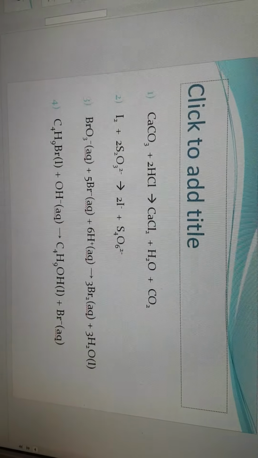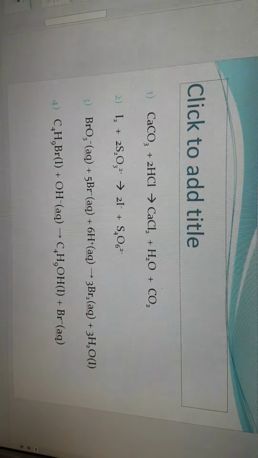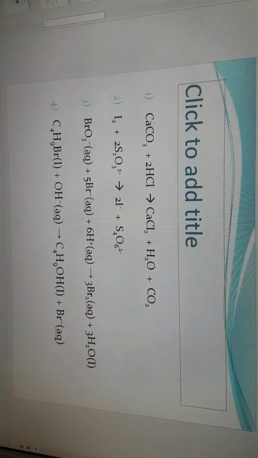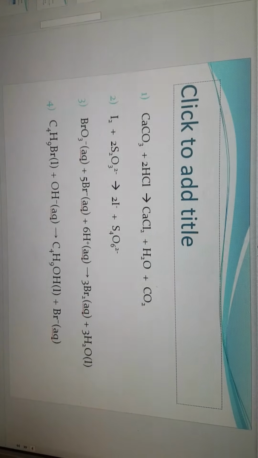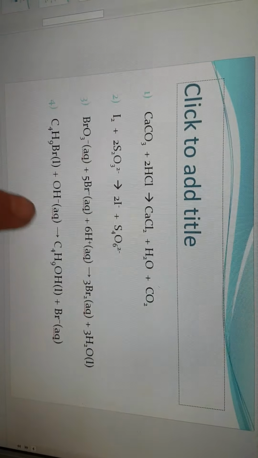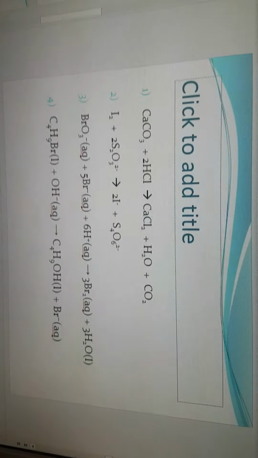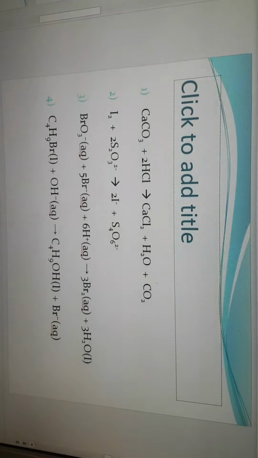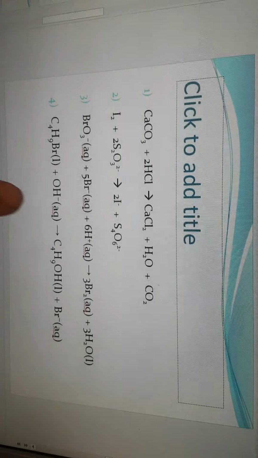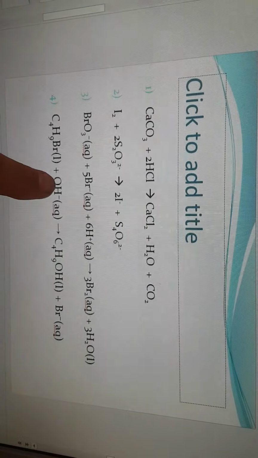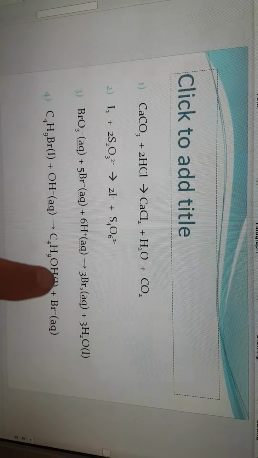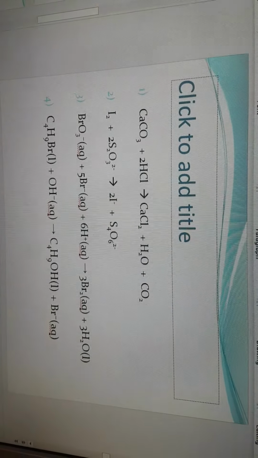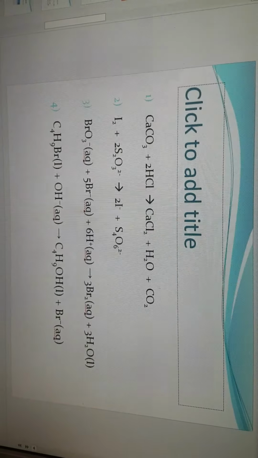Number 4, no coloured substances at all in this, no gas either. Can't even use conductivity, 1 mole of ions on each side. Your only option is the pH meter, due to this reactant side being alkaline, products being neutral. So there would be a decrease in pH. Okay, that's it for techniques.